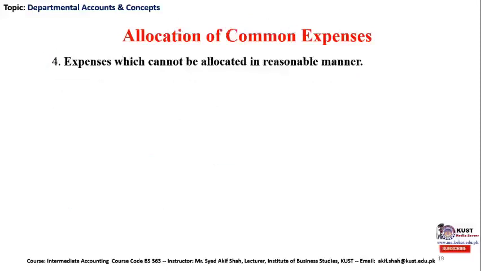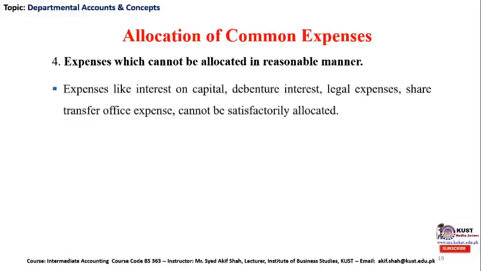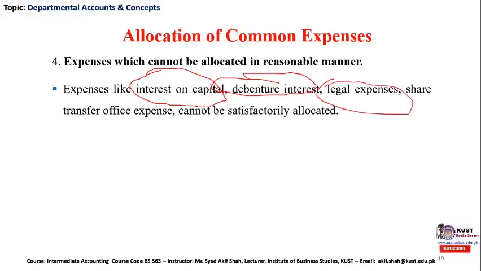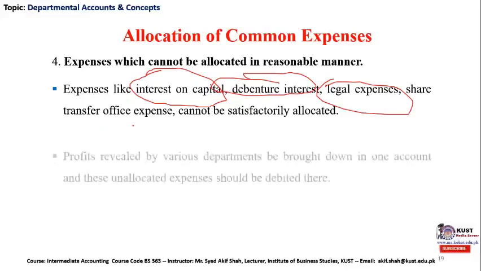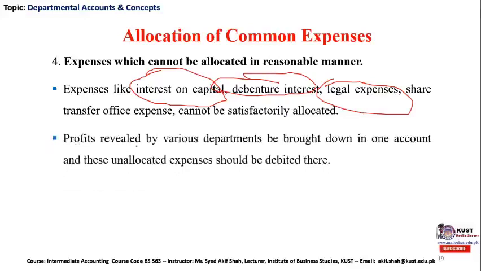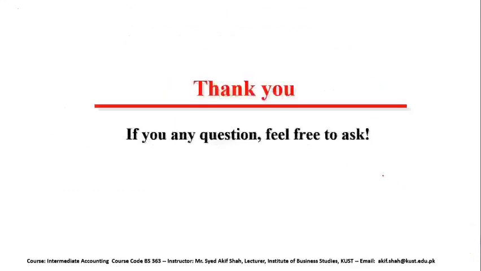Finally, we have expenses which cannot be allocated in a reasonable manner. In that case, what to do? Expenses like interest on capital, debenture interest, legal expenses of the company and share transfer office expenses cannot be satisfactorily allocated to department A, B or C, because these are general expenses. So the profit revealed by various departments will be brought down in one account so that these unallocated expenses can be debited in that.